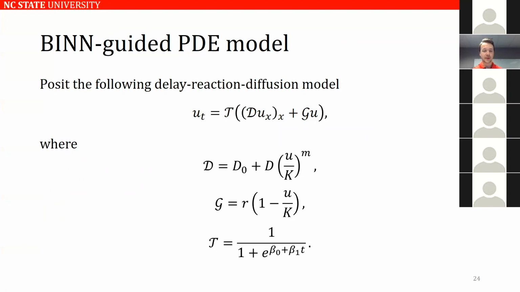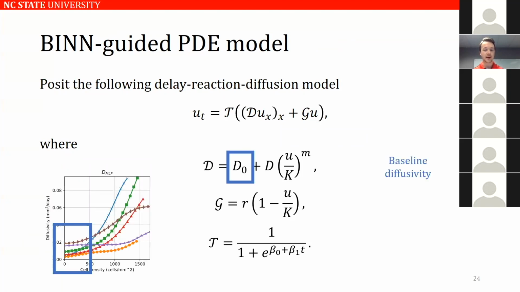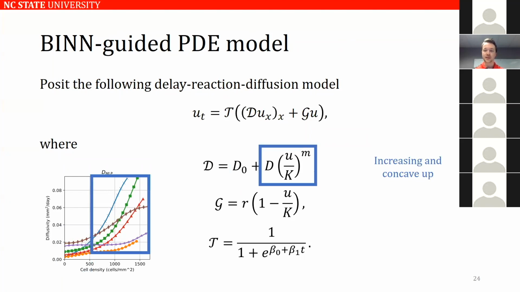So I'm going to walk you through how we posit each one of these terms. Starting with diffusivity, you see that the non-zero diffusivities at cell densities, even zero cell density, implies that there's some baseline diffusivity D naught. And then to account for the increasing and concave up trends, we're using the porous Fisher diffusivity function, where the diffusion coefficient D multiplies u over the carrying capacity K raised to some m parameter. And that accounts for the concave up as well as increasing trends that we see in the data.